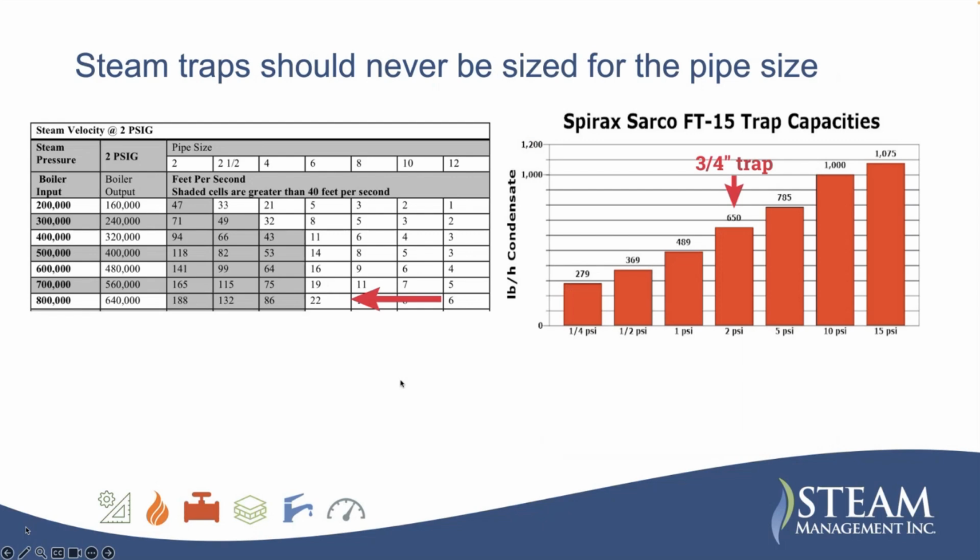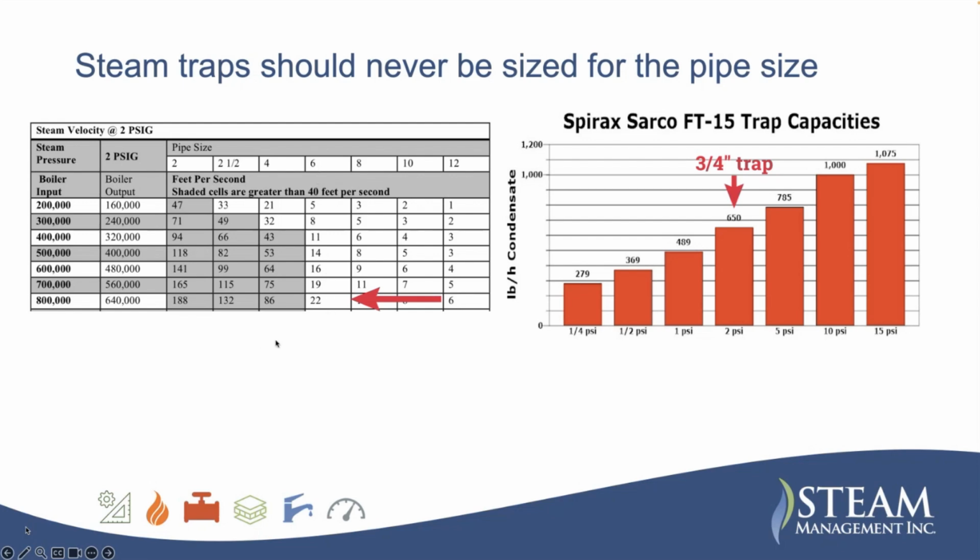Steam traps should never be sized for the steam pipe. Let's say we're going to have a steam pipe going to the end of our building, and it's 800,000 BTU with 640,000 BTU out. We're trying to maintain about 40 feet per second in the velocity. Anything over that, we could start getting carryover. So what that's telling me is we're going to need a 6-inch pipe on here.